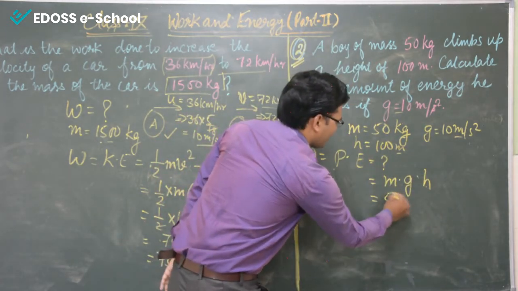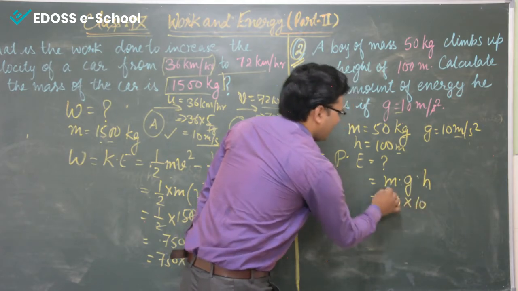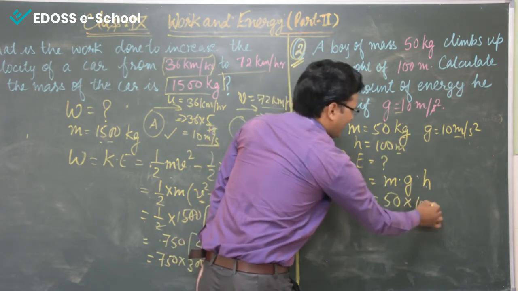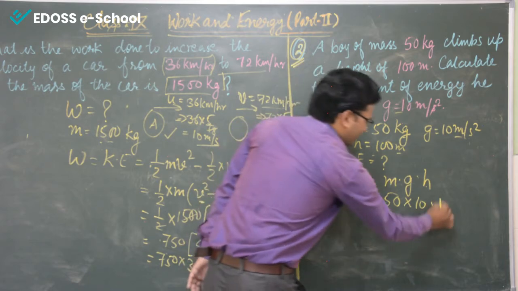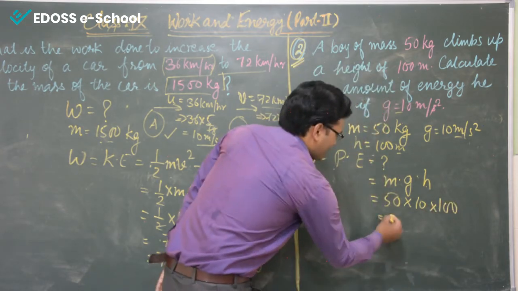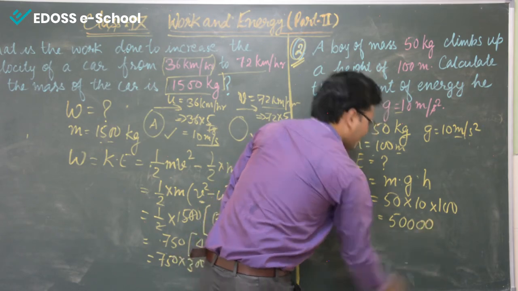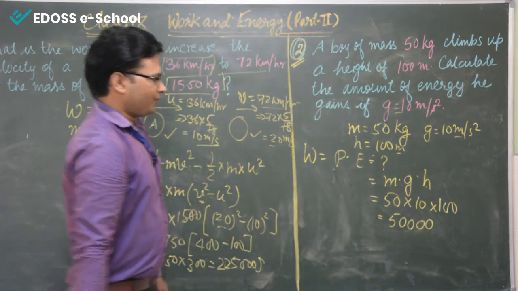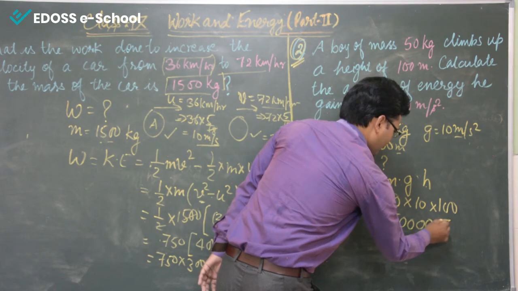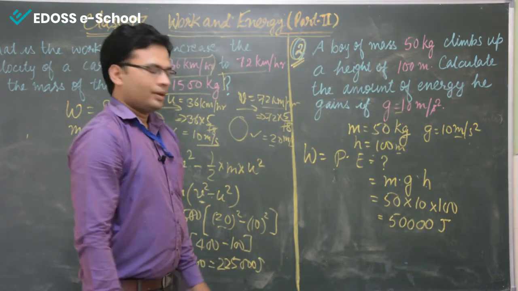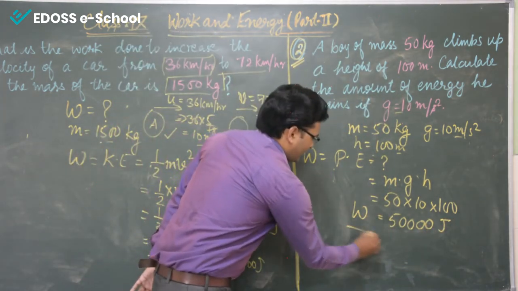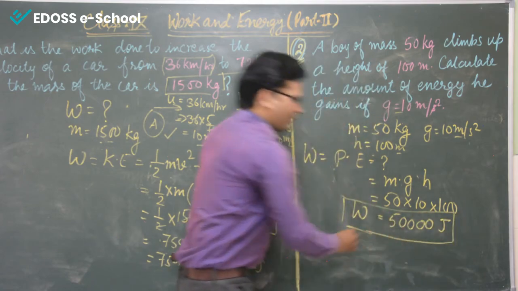So we just have to multiply mass 50 kg multiplied by gravity 10 and the height, which is 100 meters. So we get this much amount of joules. So this would be the work done in terms of potential energy.